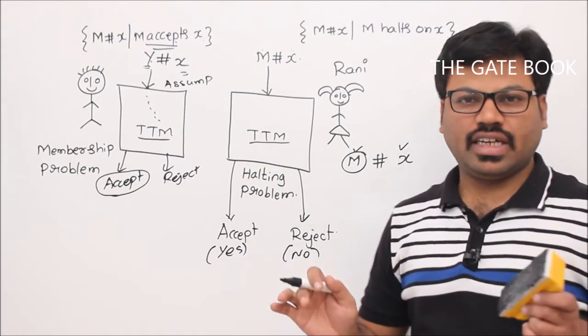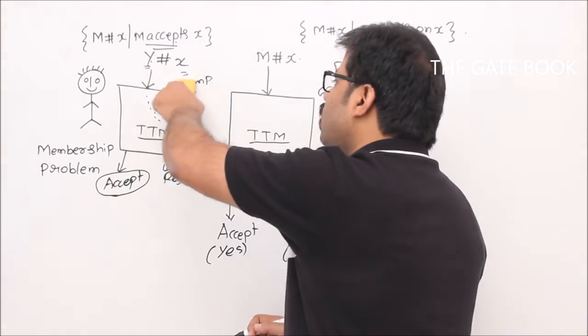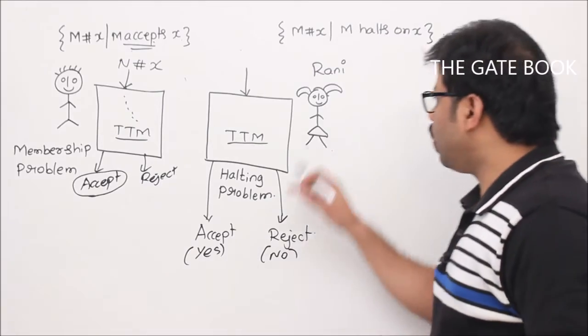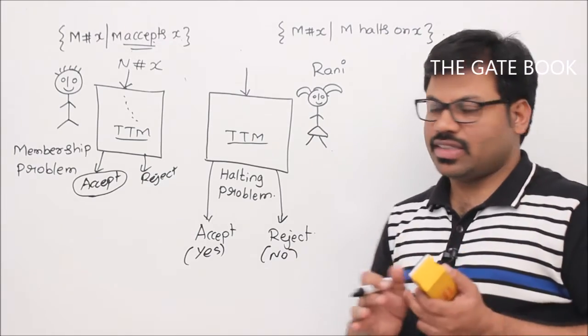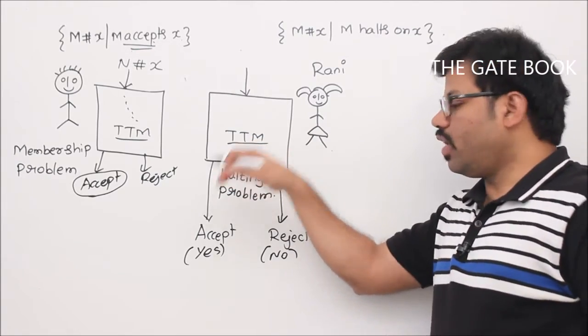That means he is just cheating us, correct? So we prove that Raju's machine cannot exist. Now, for example, let's say Rani wants to do an impossible thing. What is that? Constructing a total Turing machine for the halting problem.